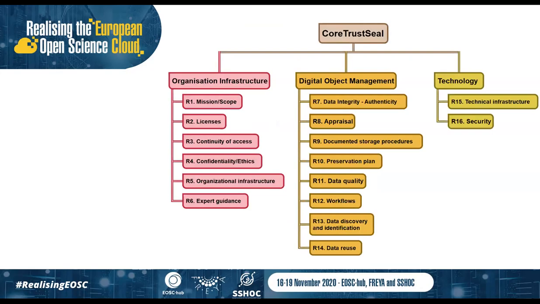One of the lenses that we'll look at this through is the CoreTrustSeal, which is a core level baseline trustworthy digital repository standard, which provides 16 requirements covering organizational infrastructure, digital object management, and technology. We won't go into these in detail now, but we'll cover broadly the different aspects and the influence that these have on the object context that they provide.